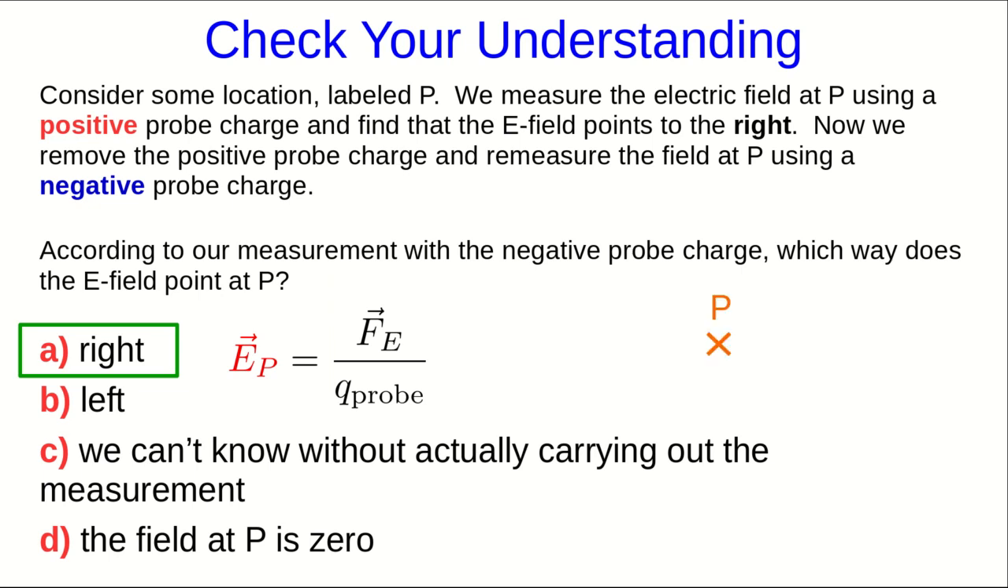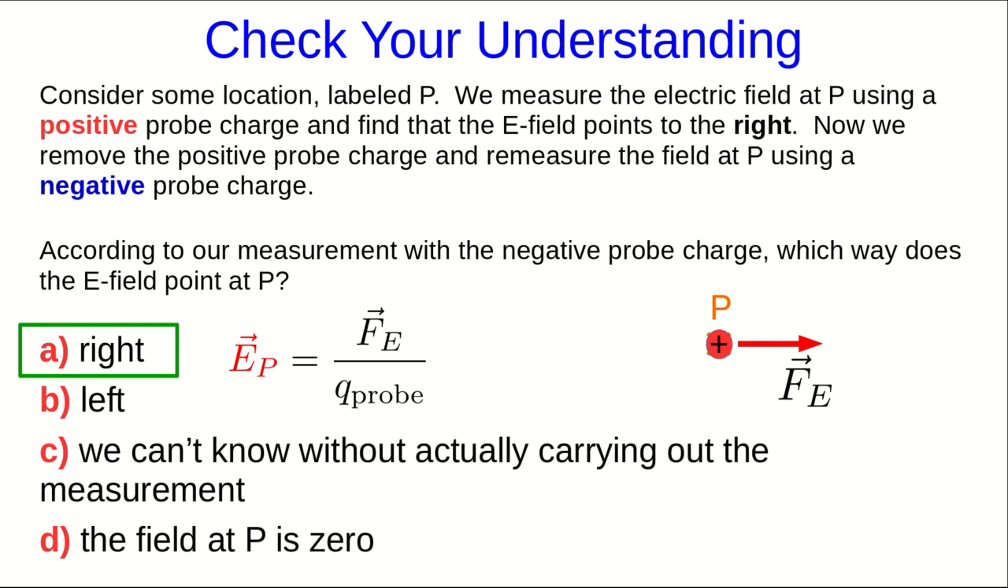But follow the reasoning through. Let's think about this point P. When we say that with the positive probe charge we find that the E field points to the right, that tells you that when we put a positive probe charge at P, we find that there's a force acting to the right on it. And so now when we measure that, when we divide that force by the charge, we get an E field to the right.